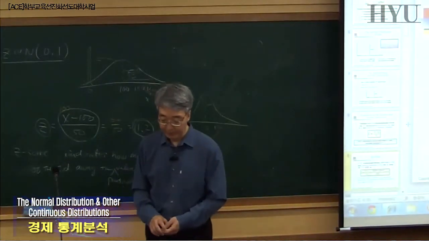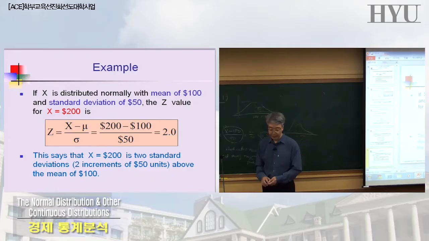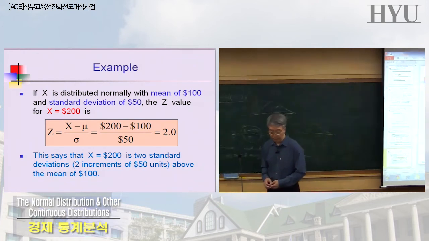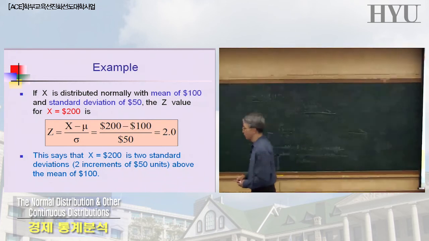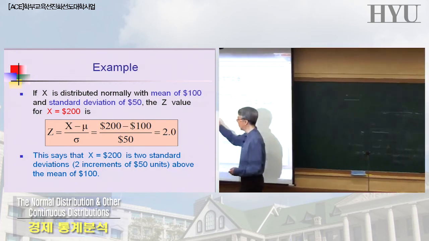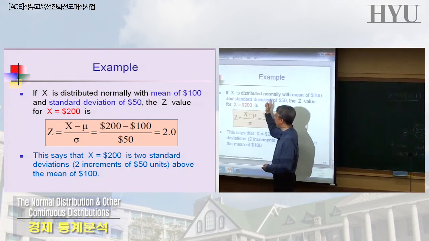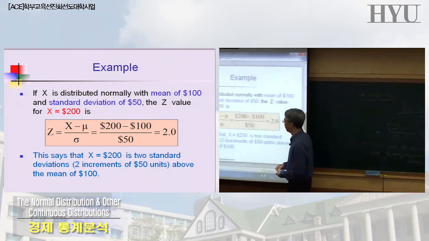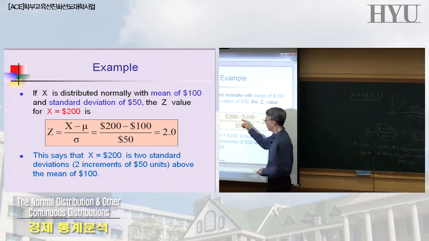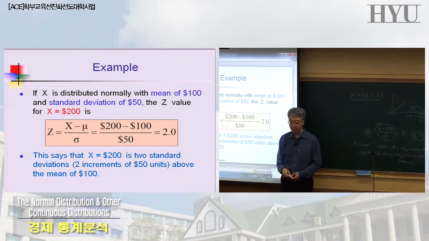Here's an example. Suppose we have a normal distribution with a mean value of 100 and standard deviation of 50. If the particular x value comes out to be 200 in this normal distribution, we can translate it into a z-score by subtracting the mean and dividing the distance by the sigma. It comes out to 2.0.